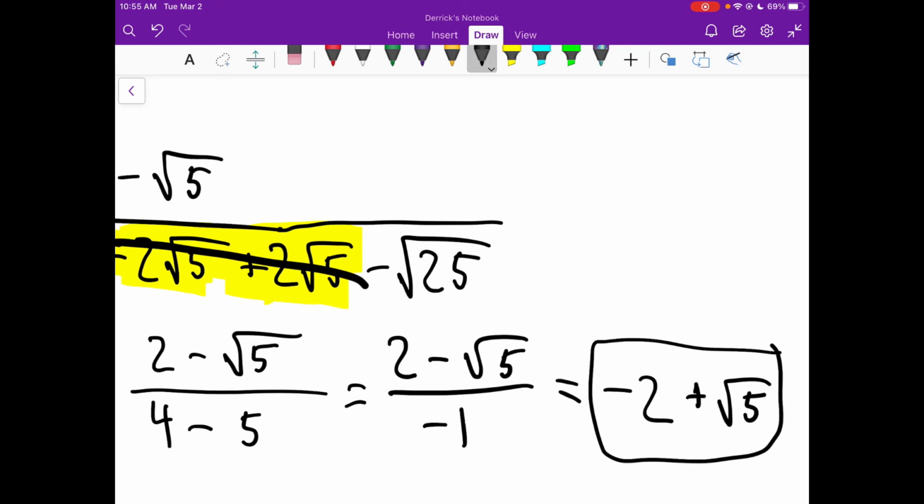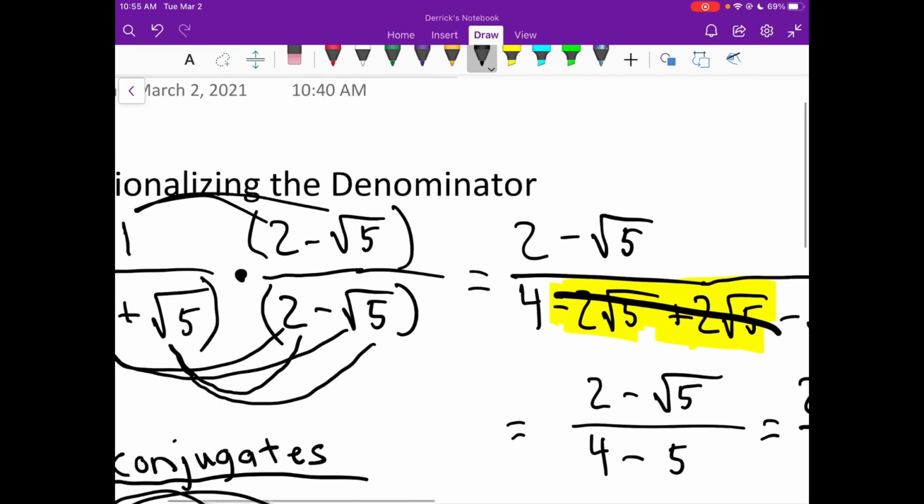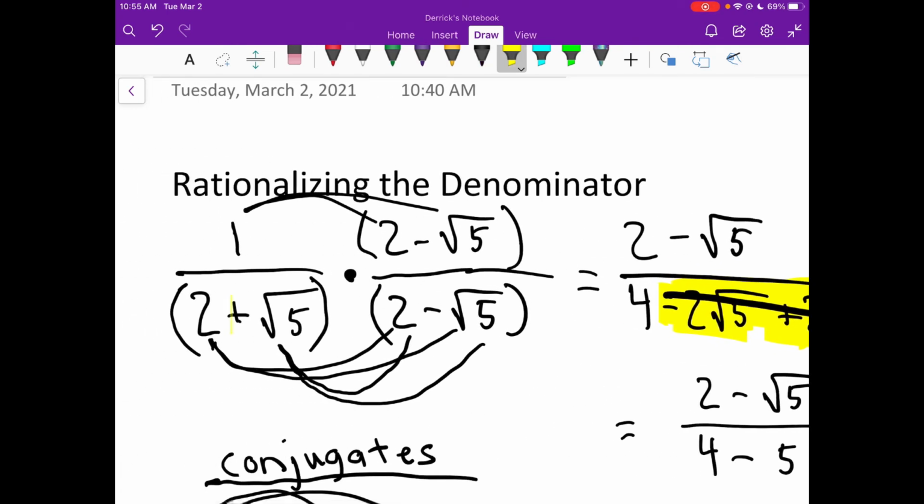The important thing is that you make sure to find your conjugate correctly. Remember, it is not opposites, it's conjugates. One of the terms needs to stay the same sign. Only one term should flip signs and switch to its opposite. When we had 2 plus the square root of 5, we kept 2 positive. We only changed the square root of 5 to a negative. That's what makes this work out.